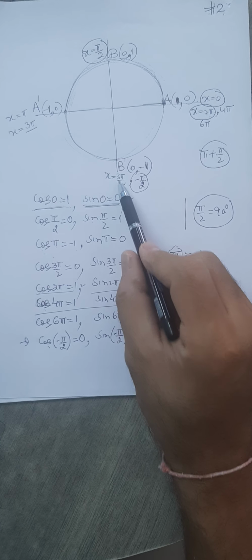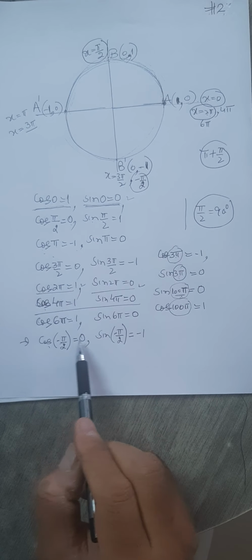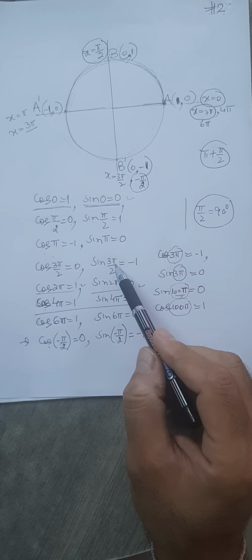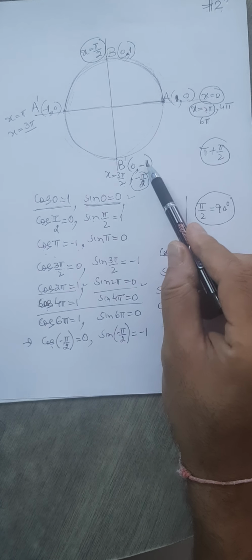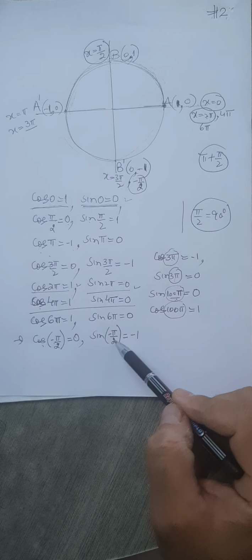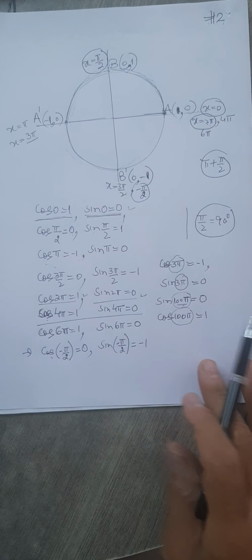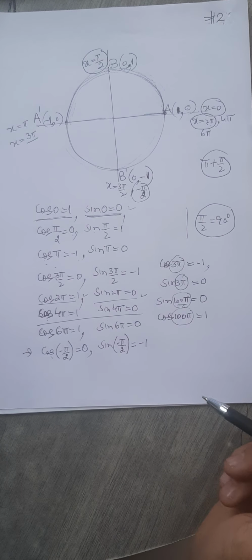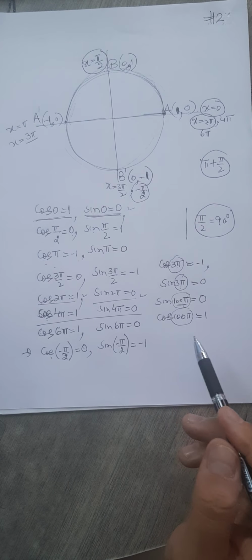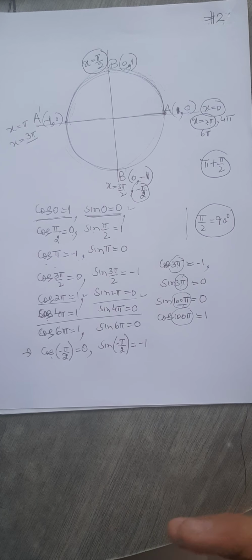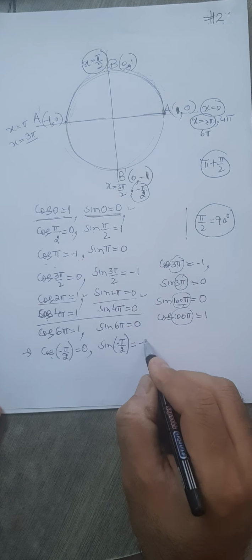So cos 3 pi by 2 is 0, same as minus pi by 2. Sine 3 pi by 2 is minus 1. Sine minus pi by 2 is also minus 1. It has repeated values, remember. After one rotation, values are repeated. So later on, we'll see that these are called periodic functions. After a certain interval, values are repeated. So all trigonometric functions are called periodic functions.